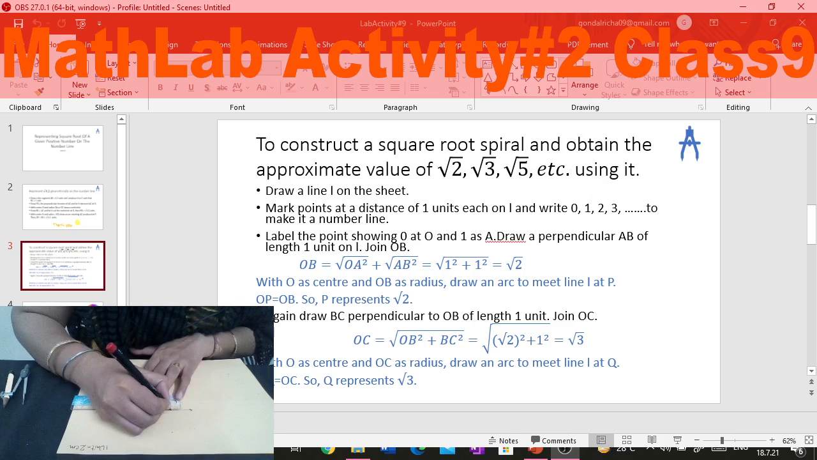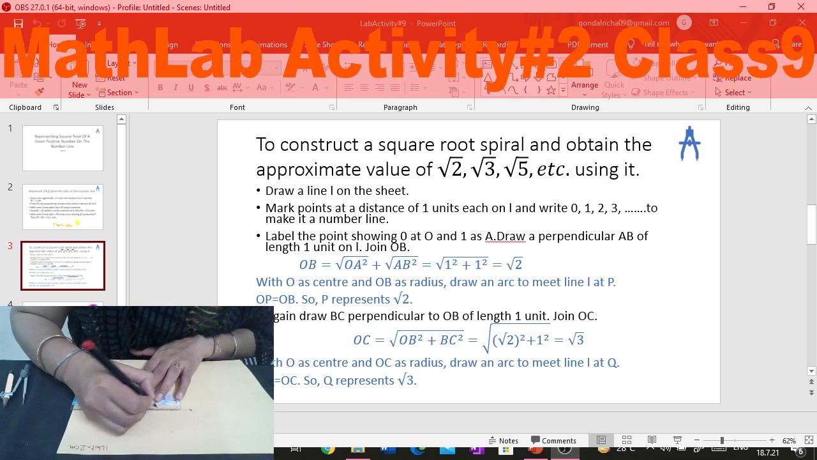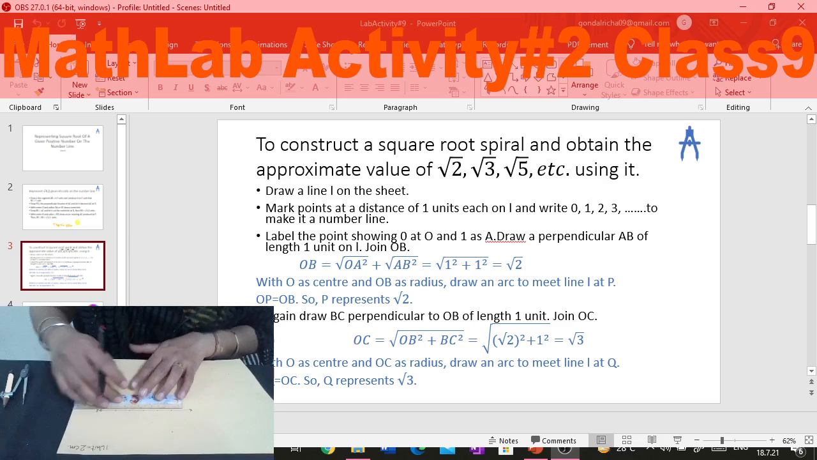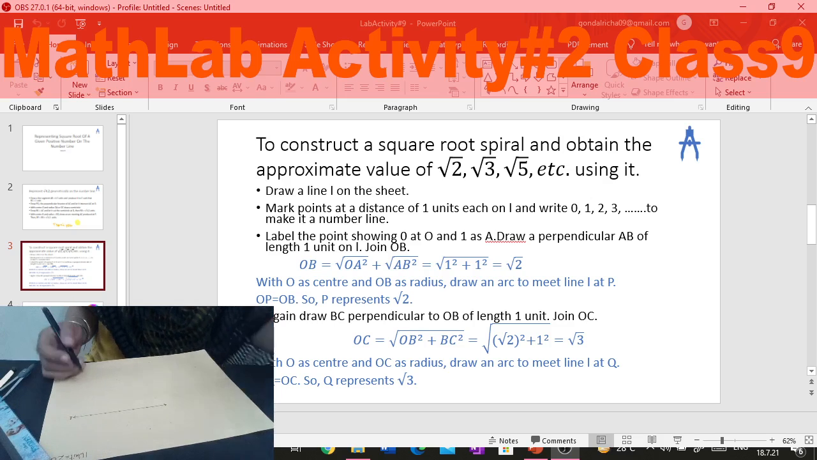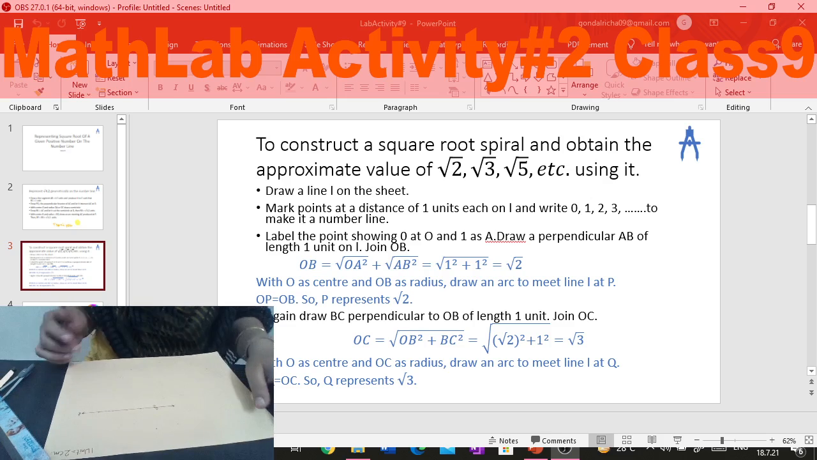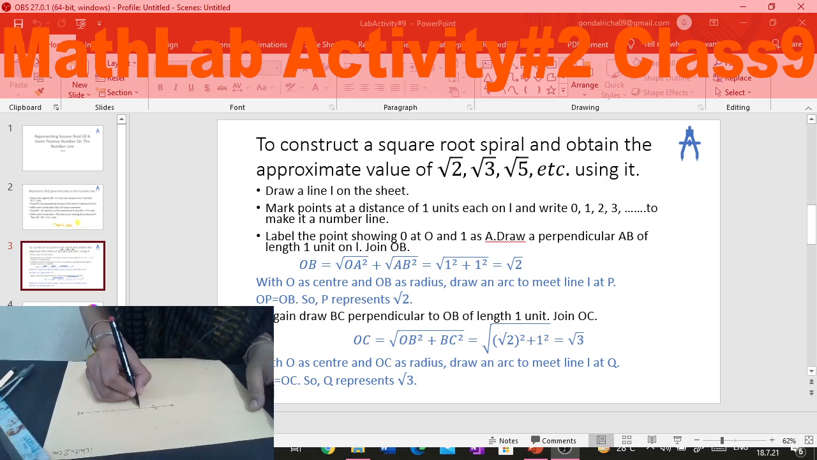So here is my point 0, then point 1, then 2, then 3, then 4 and so on. Where the point 0 is lying, I am marking this point as a capital O. And where 1 is lying, I am marking it as A.